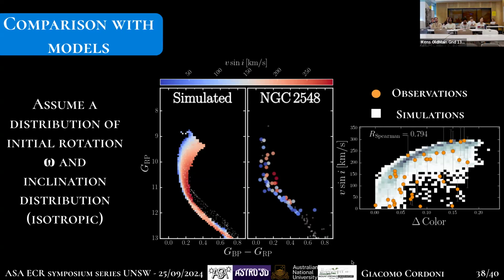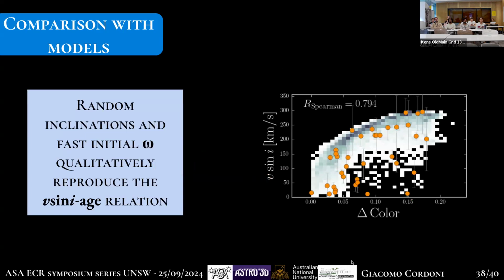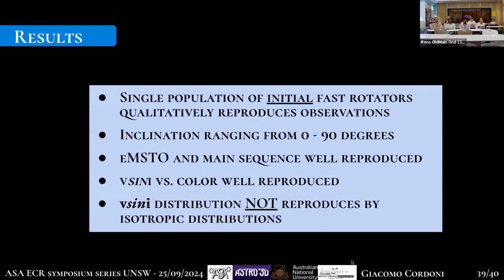And this is just done by assuming one population of fast rotating stars. So you have no need to include bimodal rotation rates, also because they would produce a spread here, which we do not observe. So we can exclude that, and we can just use a fast rotating population. So what we can do in open clusters by studying photometry and rotational velocity, we can actually reproduce observation with a population of initial fast rotators.